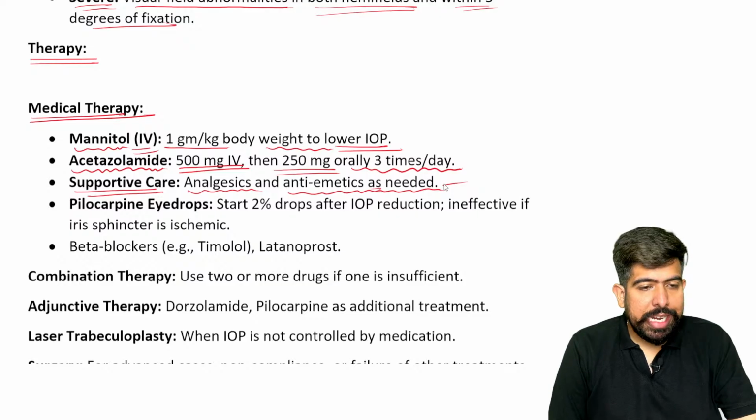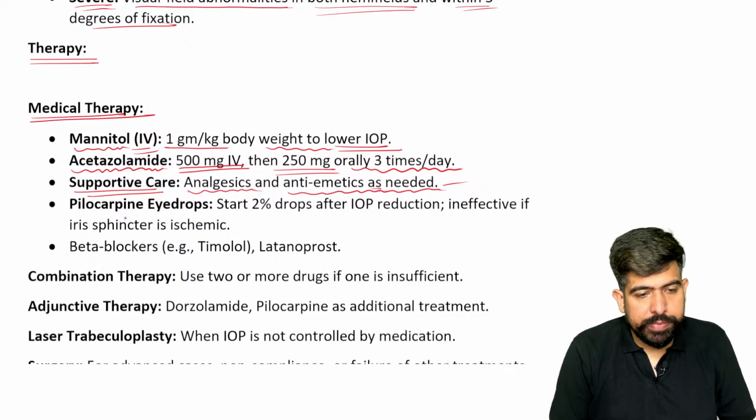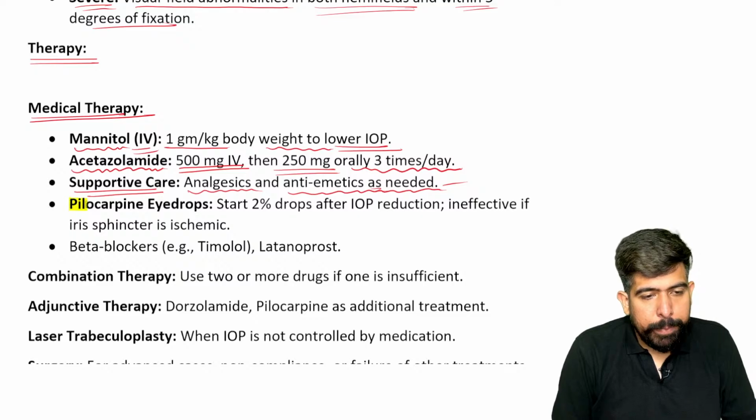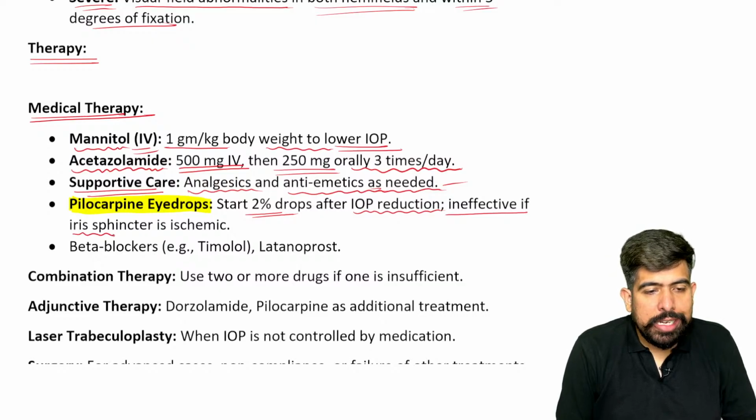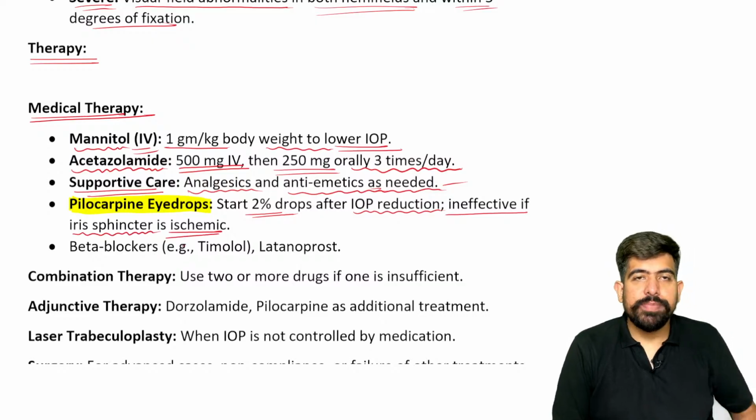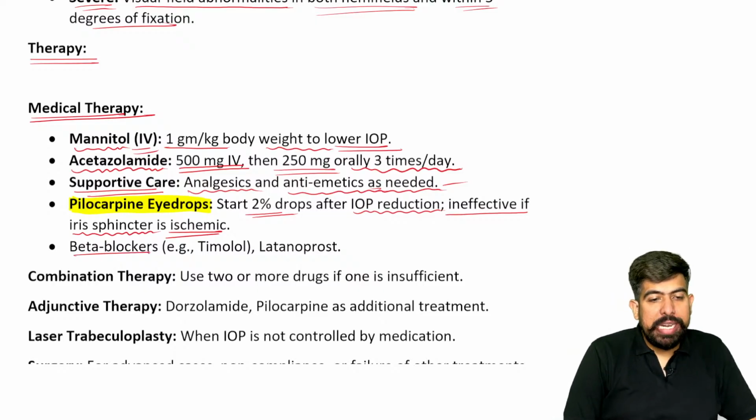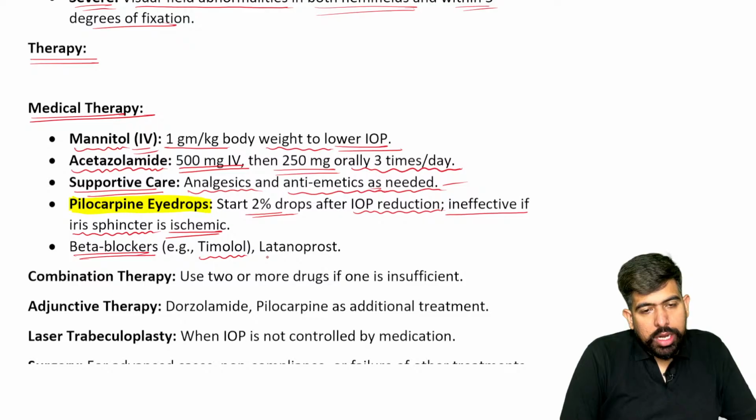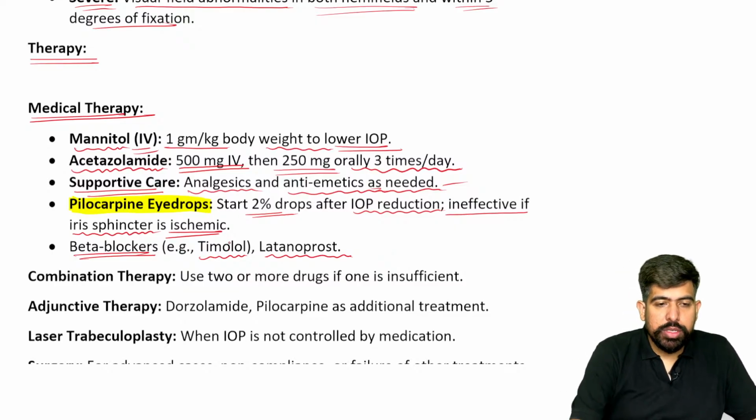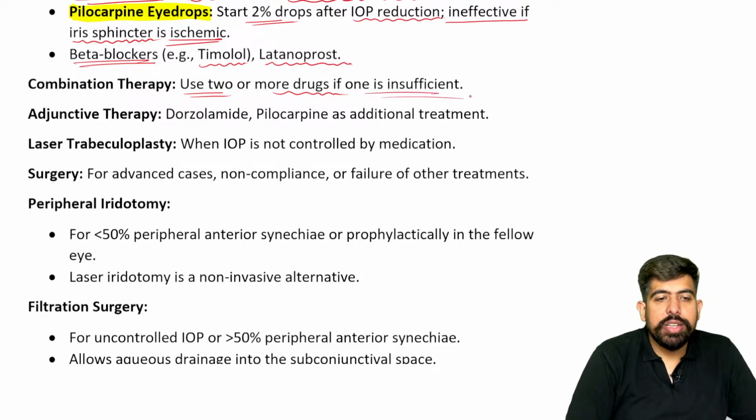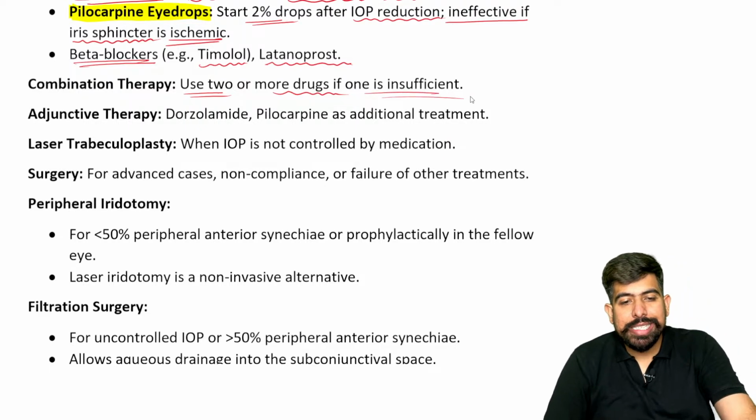Now, moving forward to the next one, we have to give pilocarpine. We have to give the pilocarpine eye drop and start with the 2% drop after the IOP reduction, and it will be effective if there is iris sphincter ischemia, right? And also we can give beta blockers like timolol, or we can give prostaglandins also like latanoprost, right? If one is not sufficient, we use a combination, or we can say combined therapy, right?